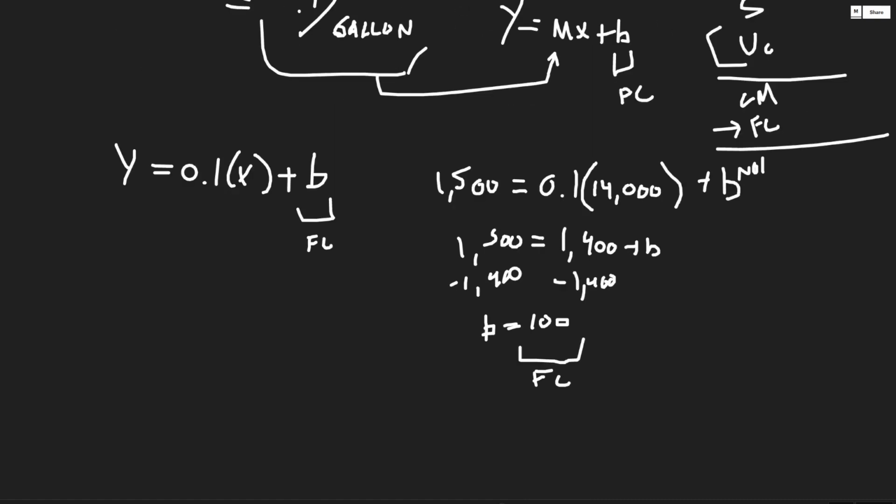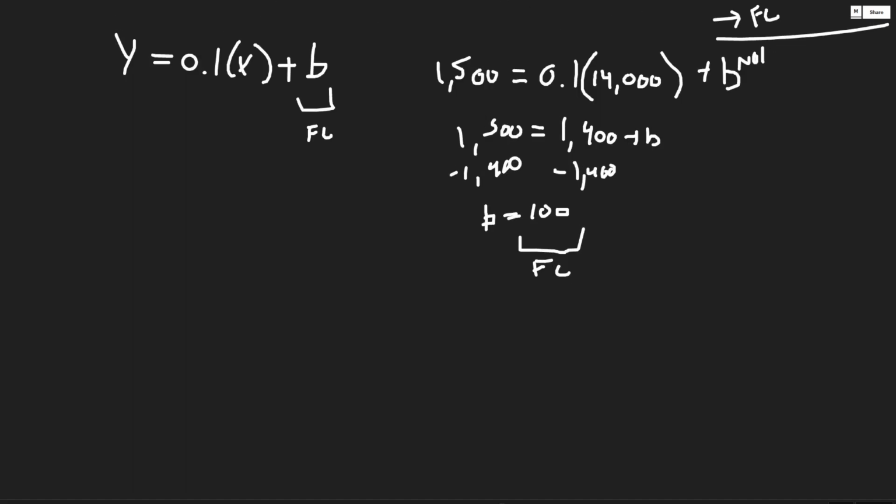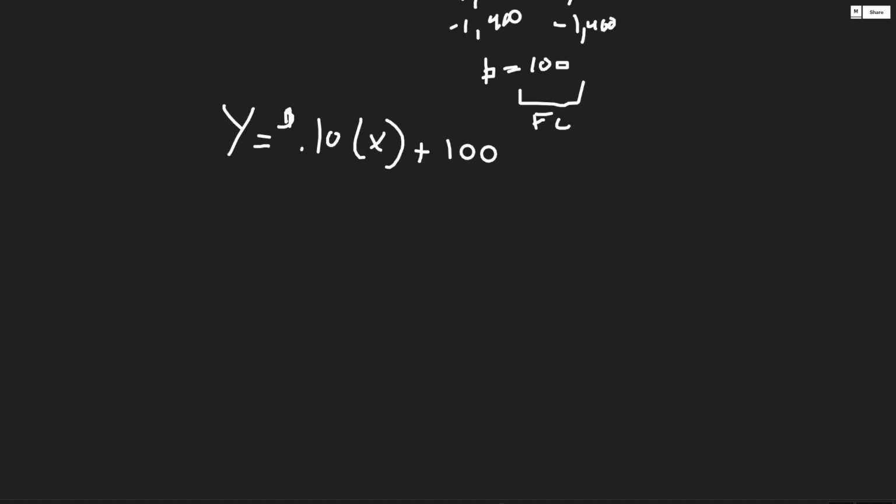And so now that we have the b, we can actually just rewrite our equation. And so we can generalize it to be able to estimate other levels of activity and how much they're going to cost us. So $0.1 times x plus that 100. And so in the example I'm looking at here, we're wanting to estimate the cost that we would incur if we used 12,400 units.